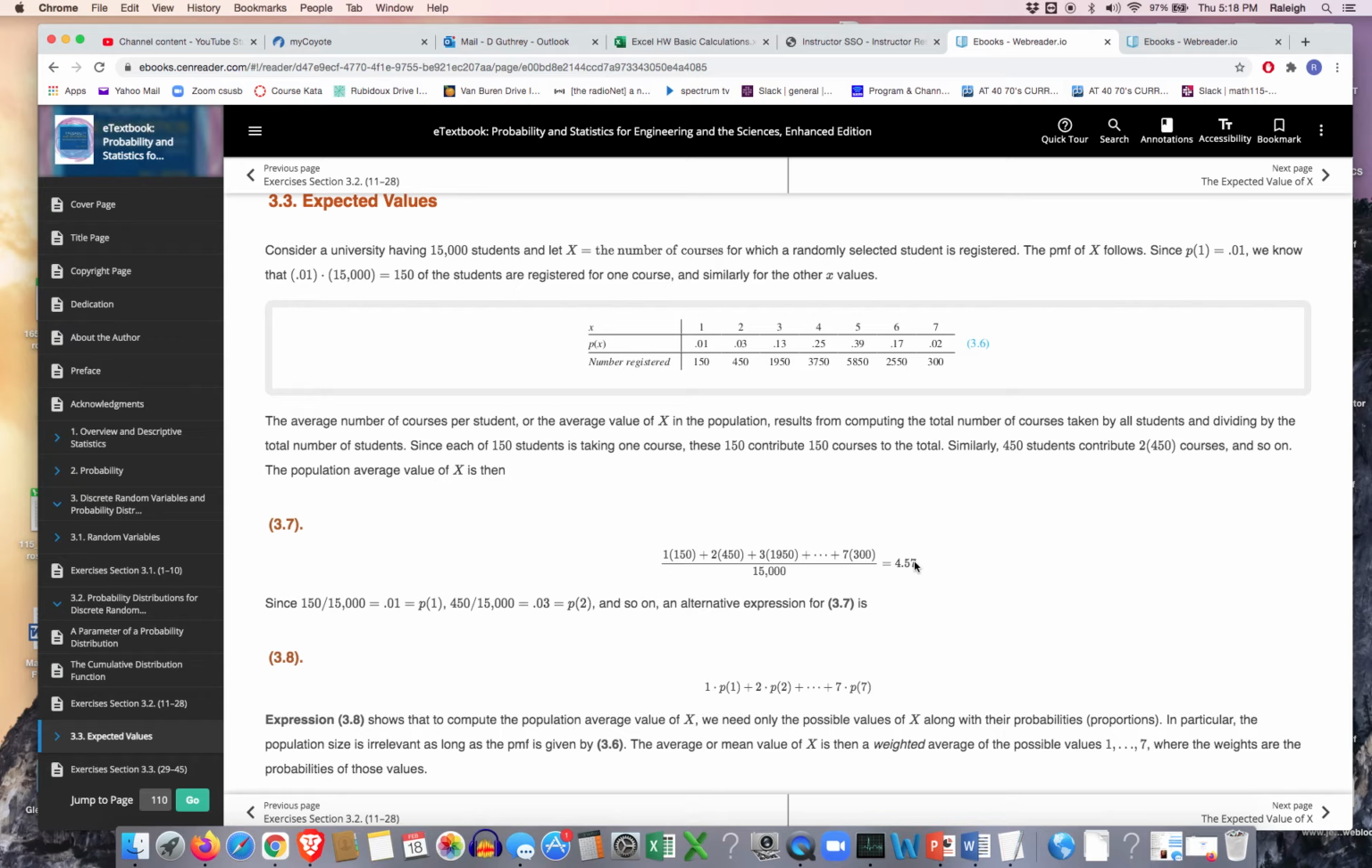But instead, why not use the proportions that they gave us in the first place? So instead of bringing in the 15,000 people, why not just take 1 times 0.01, which they just didn't list here, and 2 times p of 2, 0.03, et cetera, all the way to the 7 at p of 7, 0.02 back here. And it turns out you get the same answer, and the expressions on the next page will verify that. I'm pretty sure it does. Is that what they do? Actually, they do that on the next slide. So let's take a look at that.